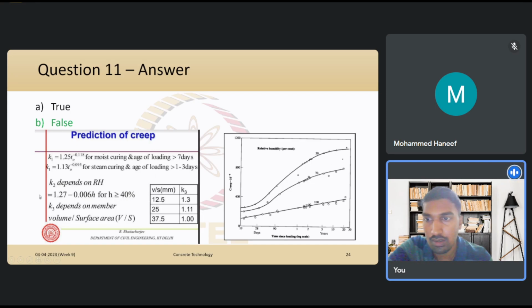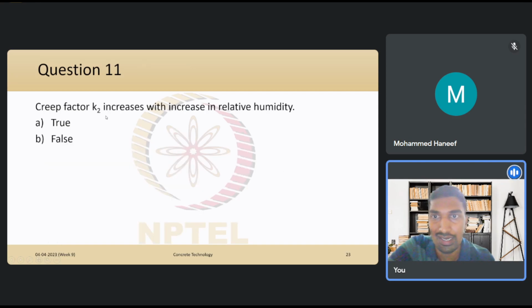Also, the actual equation is 1.27 minus 0.006 H, where H is the relative humidity value. You see the coefficient is negative for H, so when H is higher, this K2 value will go down. That is from the equation. But logically it also makes sense that K2 has to be smaller when relative humidity is higher, because the creep has to be lower. Therefore the given statement that it increases with increase in relative humidity is false.